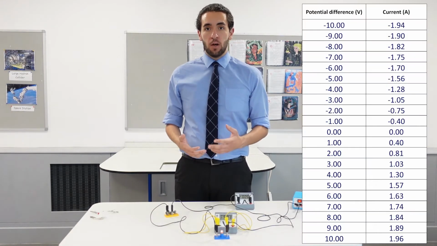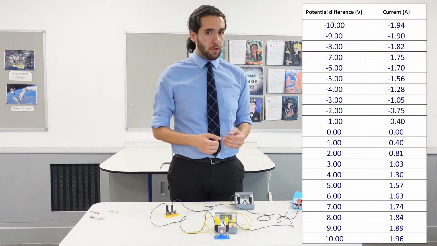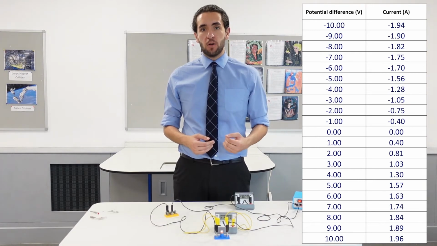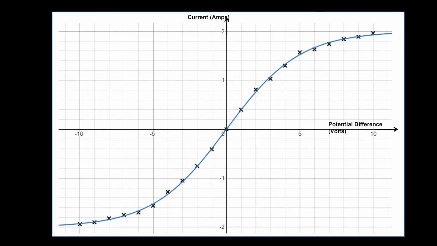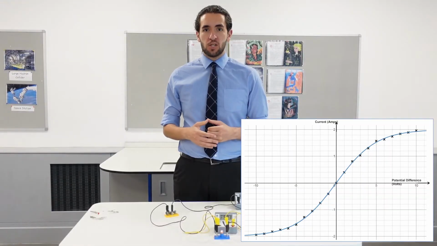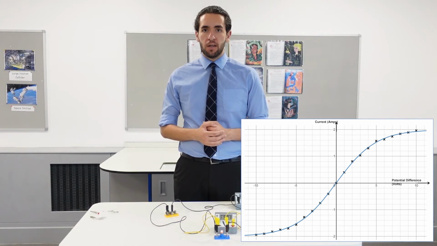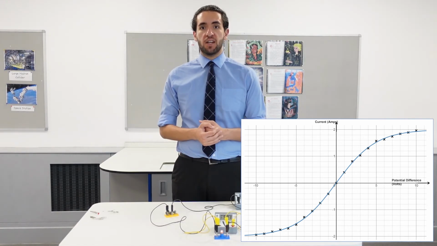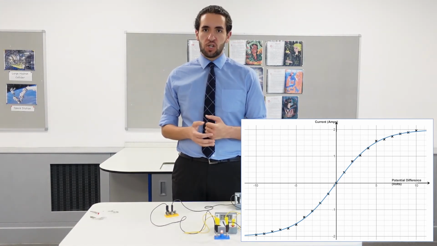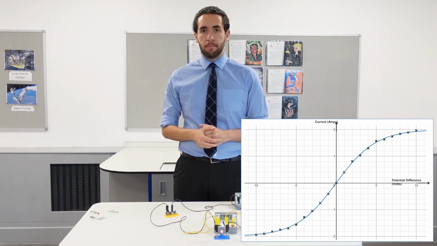Now that I've collected all of my values from -10 volts through to 0 through to 10 volts, I can plot these. What we find is a curved, non-linear relationship. Near the origin, for both positive and negative values, a small push of potential difference can cause a large current to flow. But as that potential difference gets larger in either direction, it gets harder and harder to increase that current. Further away from the origin, there is a higher resistance, and that's shown by the shallower line.